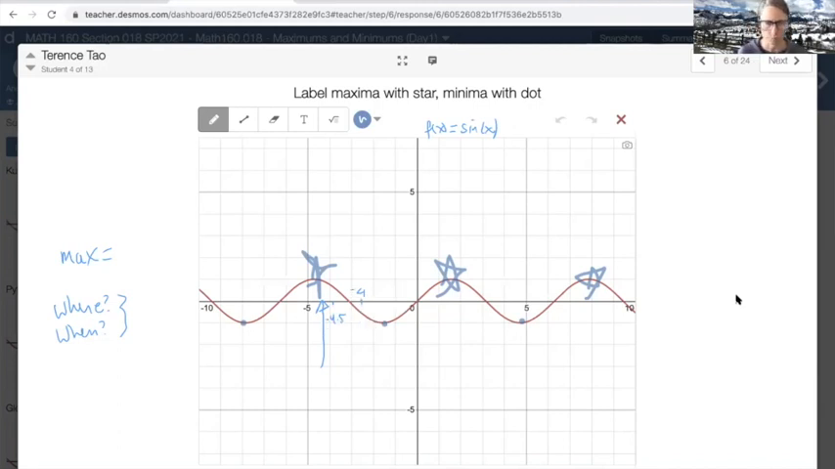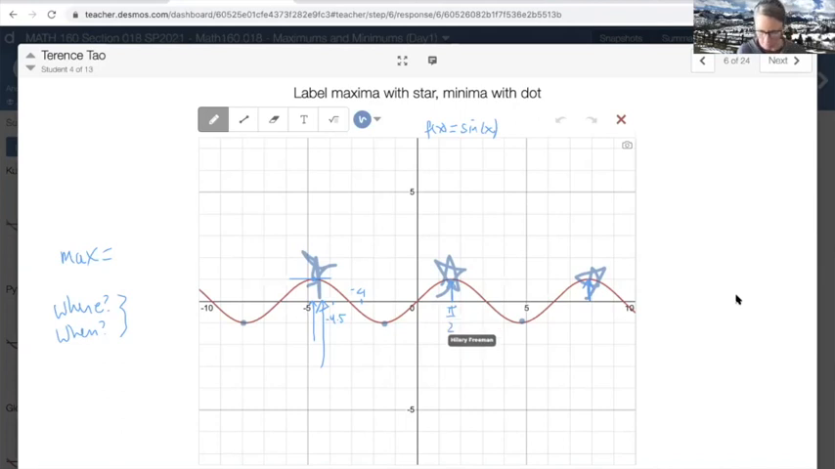So yeah, we're close enough with those guesses, but if we actually know that this is sine of x, what does this have to be at? When does sine reach its maximum values? Just out of curiosity. Yeah, it's going to be multiples of pi over 2.